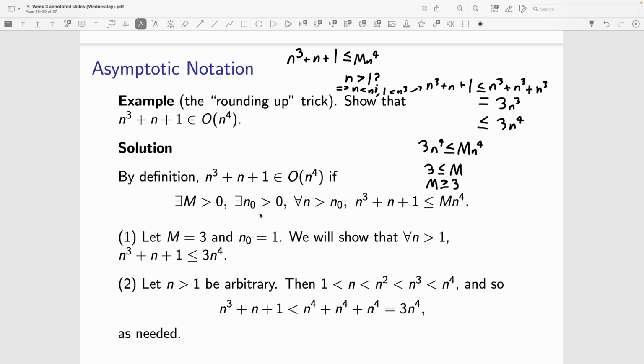n naught has to be greater than 0. n has to be greater than n naught. And n has to be greater than 1. And we can satisfy all of those constraints by just setting n naught to 1. And then, this is just good for style points, restate what you're going to show. We're going to show that for all n greater than 1, that comes from for all n greater than n naught, the given inequality is true.